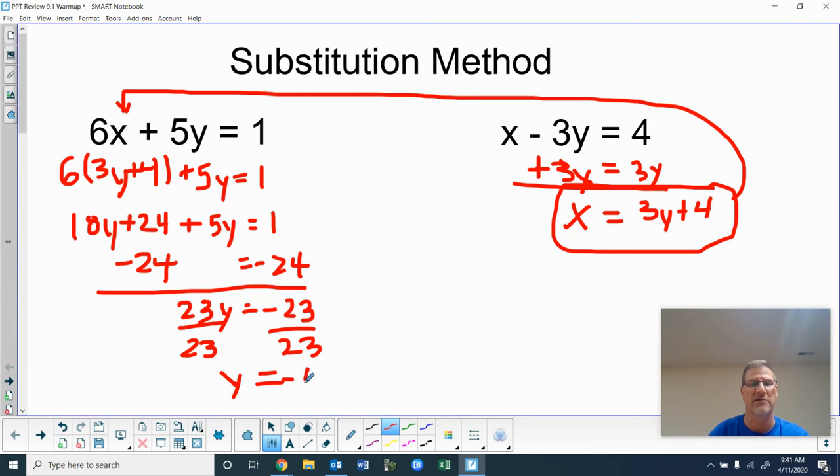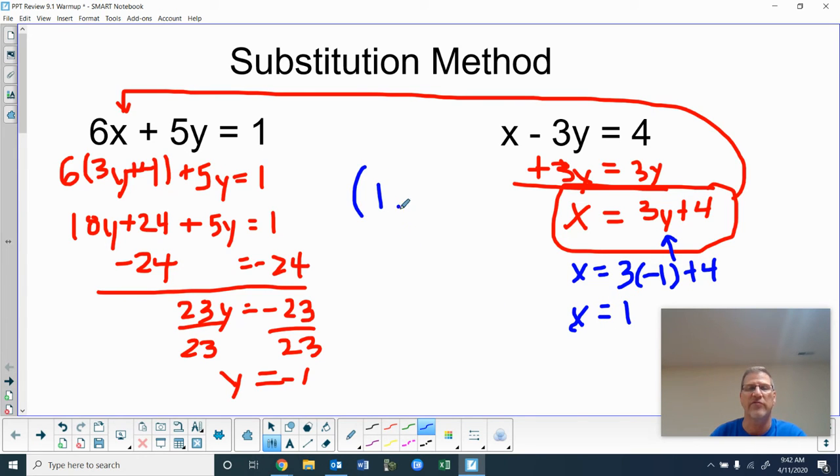Now I'm not done. Some of you on your homework only got one of the answers, only got half of it. So remember, there's two answers. You have to find what x equals and what y equals. So what I'm going to do is take that -1 and substitute it right there for the y, so I can find out what x equals. So x equals 3 instead of y. We know it equals -1, plus 4, which gives us -3 plus 4, which is +1. So our answer is 1 for x, -1 for y.